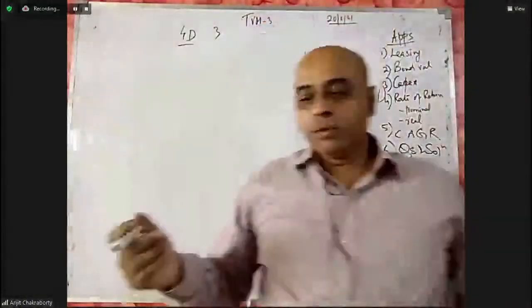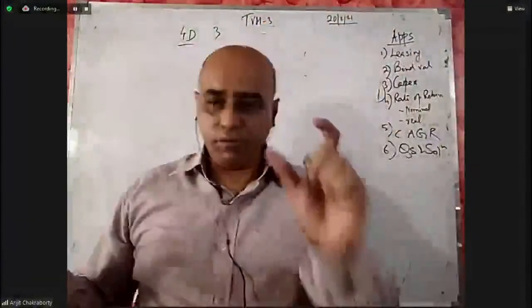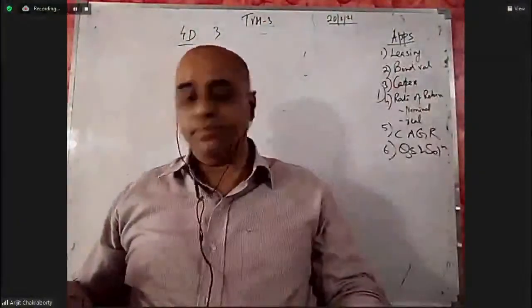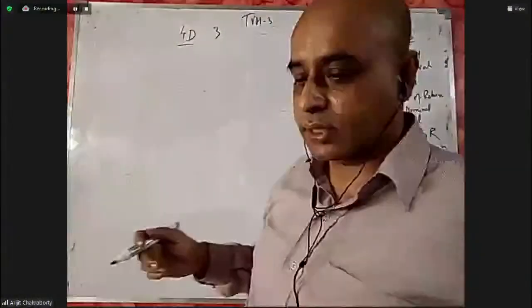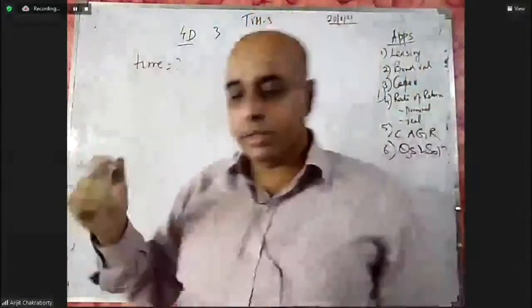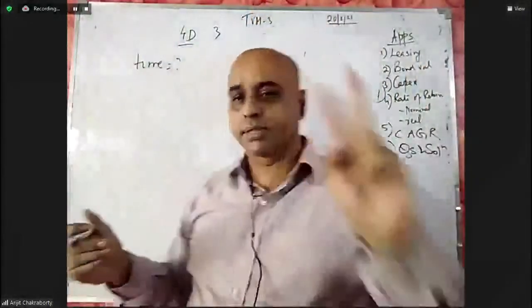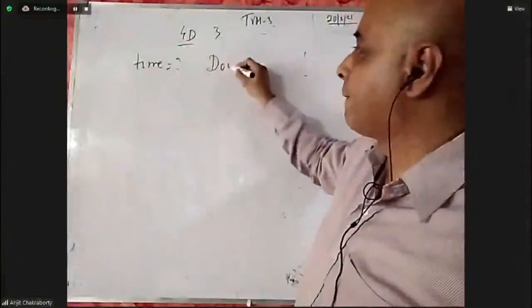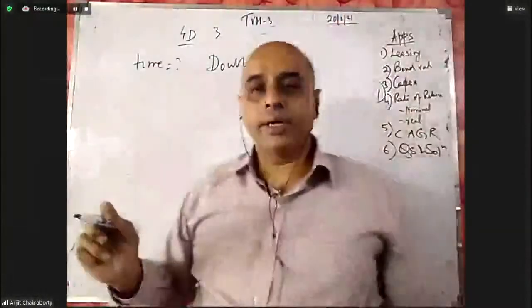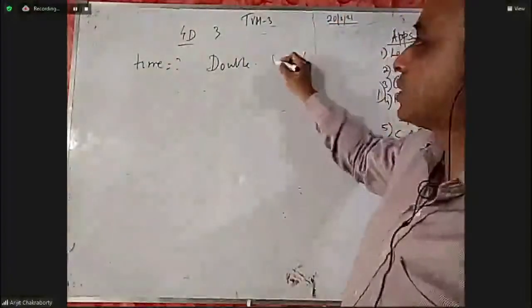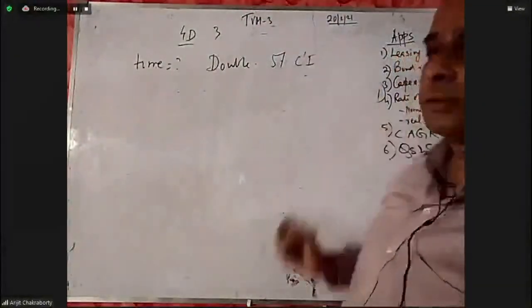What is the time in which a sum of money will double itself at 5%? Compound interest is annual. So what is the time in which a given sum of money doubles itself? That means it becomes double, when the interest rate is 5% compound interest, right?